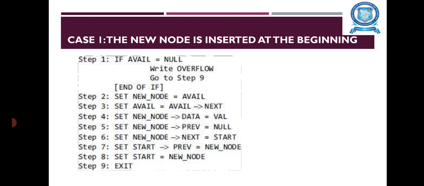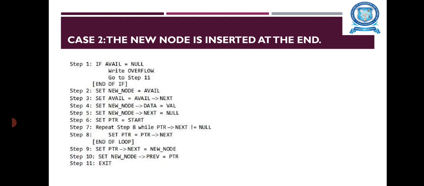Now, since the new node is added as the first node of the list, it will now be known as the start node. That is, the start pointer variable will now hold the value, that means the address of the new node. The next one is the new node is inserted at the end.